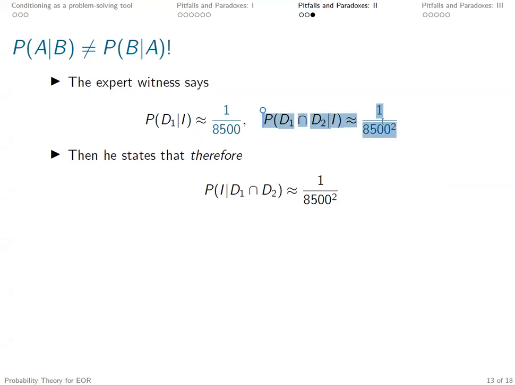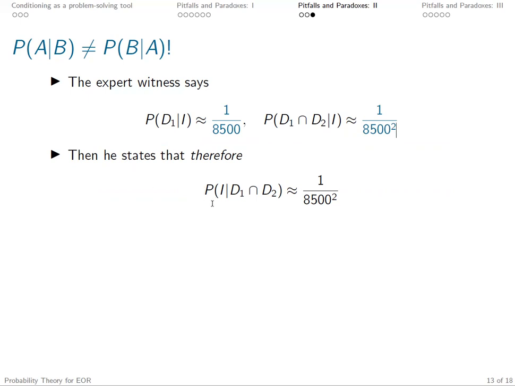Here is already a potential mistake, right? Because D1 and D2 are not necessarily conditionally independent given I. It could be the case that there are some genetic flaws. So if we observe the first death due to SIDS, and then observe the second death due to SIDS, the probability might be much higher than this value. Okay, but even if we ignore that, here's another, more serious issue.